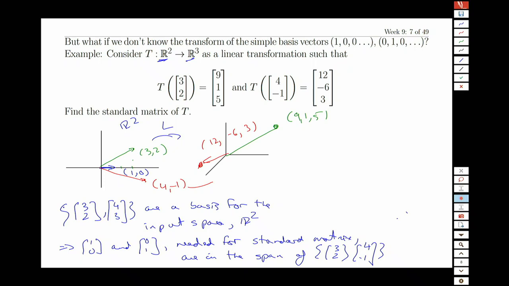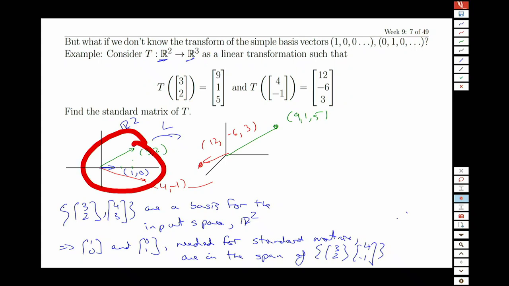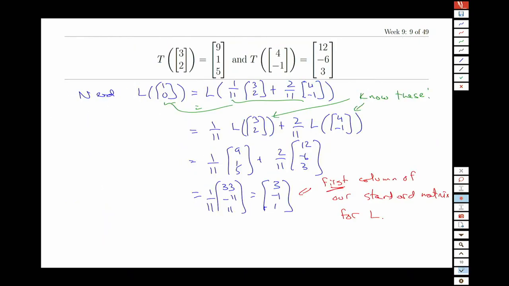But this also makes a nice midterm question. You'll see old midterms that have this kind of thing, like, do you know what the standard matrix is? It's the transform of (1, 0) and (0, 1). So what does this information help you get? It helps you represent (1, 0) and (0, 1) in terms of the vectors you have information about, build that up, and away you go.